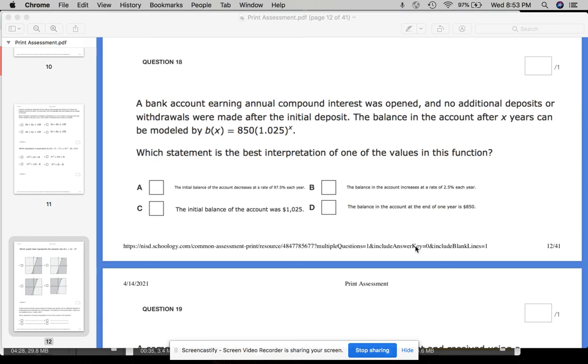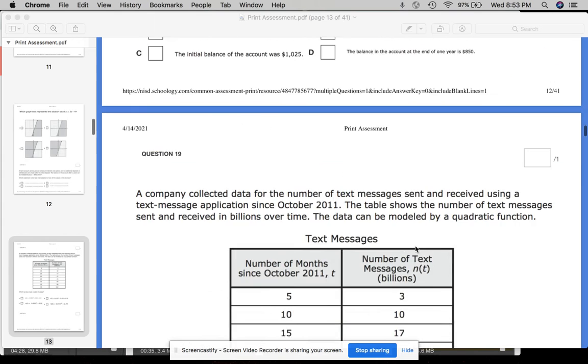A. The initial balance increases at a rate of 97.5% each year. B. The balance in the account increases at a rate of 2.5% each year. C. The initial balance of the account was $1,025. D. The balance in the account at the end of 1 year is $850.